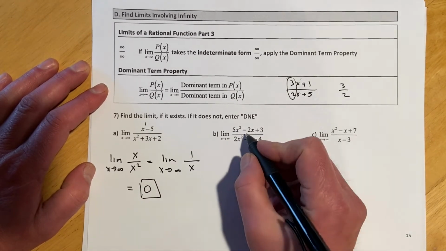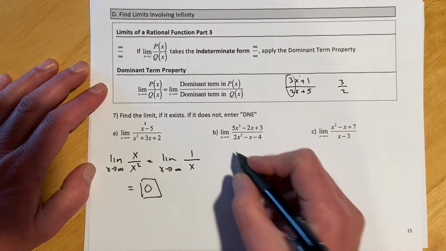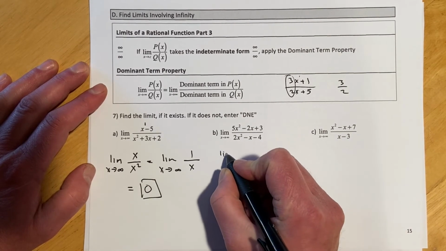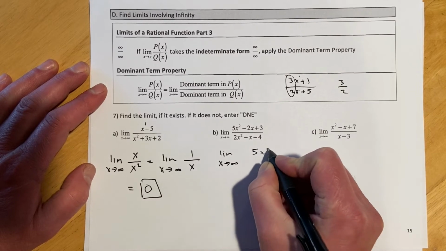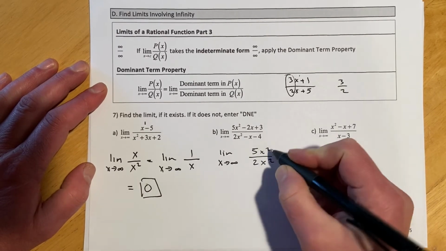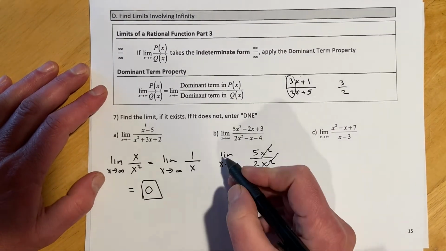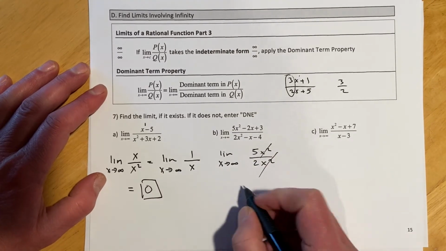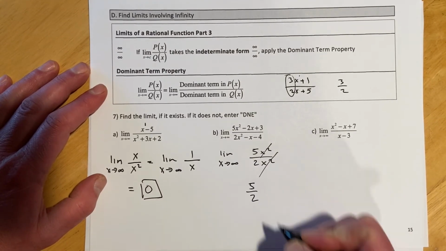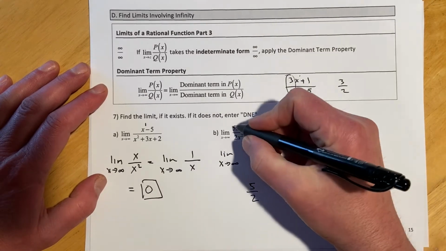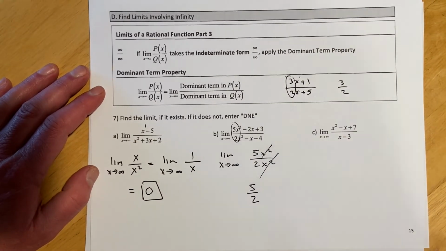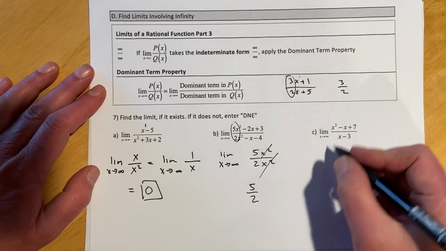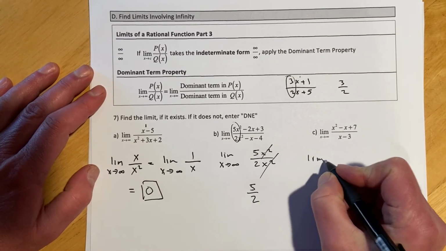So for this next one, these are our dominant terms. So if I do the limit as x goes to infinity of 5x squared over 2x squared, again, here the x squareds cancel. So the limit as x goes to infinity of 5 halves is just 5 halves. So when they're the same, it's just going to turn out to be the ratio of those coefficients like I did up here.